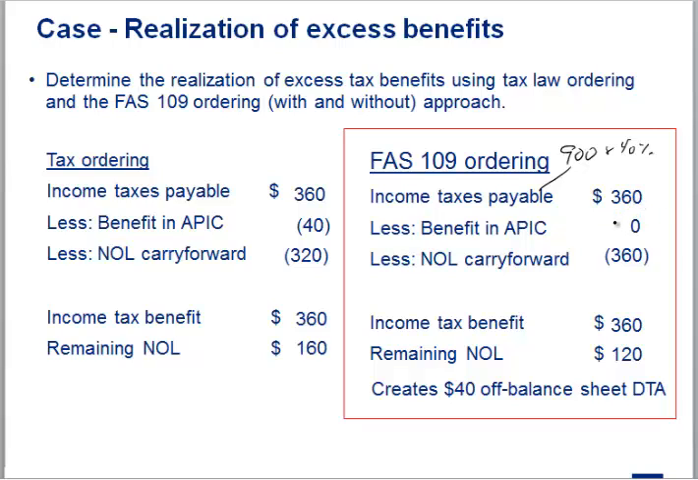That 360, I'm going to say, look, I'm going to go find anything that is not APIC related to offset that 360 with before I deal with excess benefits. Well, I have plenty of NOL to offset that. So if there were no excess benefits, I would just use my NOL. Okay? And now what happens is my remaining NOL, I went from 1,200 of NOL, I reduced it by all 900, so now I only have 300 left.